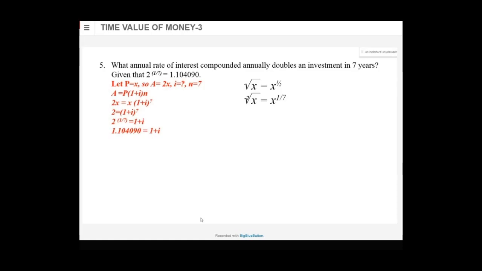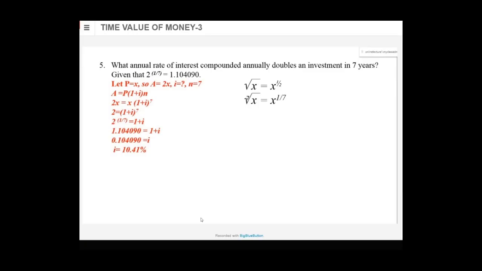Now that 1 goes on that side, it becomes minus. And I is equal to 0.104090. So this is I in point form. Normally we express I in percent form. To get percent form, multiply by 100. So multiply by 100 and it becomes approximately 10.41%. Actually it is 10.4090%. Then rounding it off to 2 digits after the decimal point, I'm saying 10.41%.